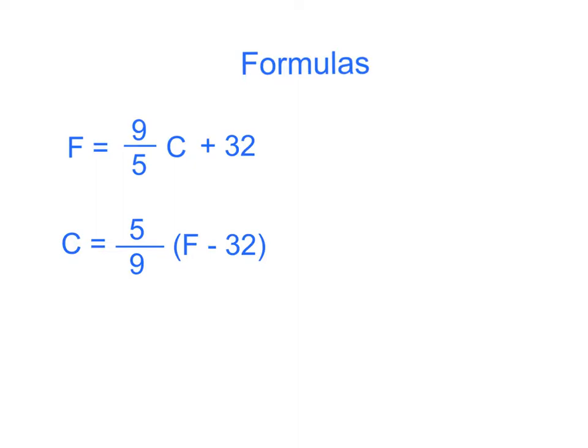So in our first formula here, we can see that our answer is going to be our Fahrenheit temperature, and our given information, the information that we start with, is our Celsius temperature. In the companion formula below, we have the opposite. The second formula has the Celsius temperature as the answer and the Fahrenheit temperature as the given, what we start with.